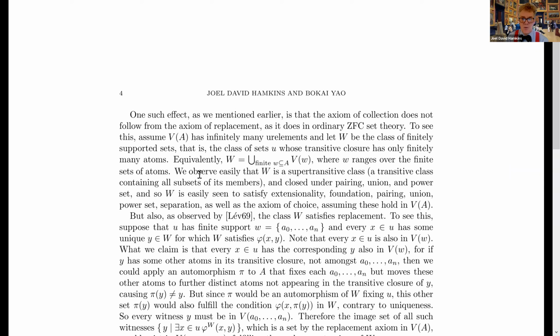Okay, so one such consequence is this collection issue. For example, suppose we have infinitely many atoms, and let W be the class of finitely supported sets. So these are sets that have only finitely many atoms in their transitive closure.